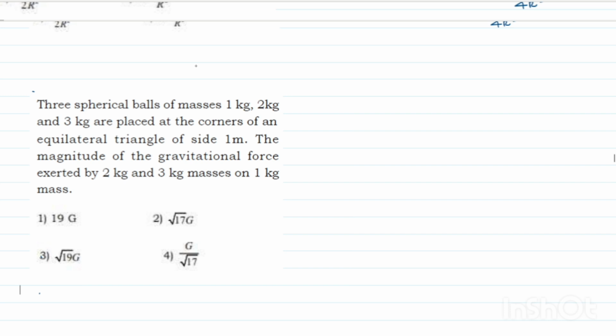Let us see the next question, students. Three spherical balls of masses 1 kg, 2 kg and 3 kg are placed at the corners of an equilateral triangle of side 1 meter. The magnitude of the gravitational force exerted by the 2 kg mass and the 3 kg mass on the 1 kg mass is asked.